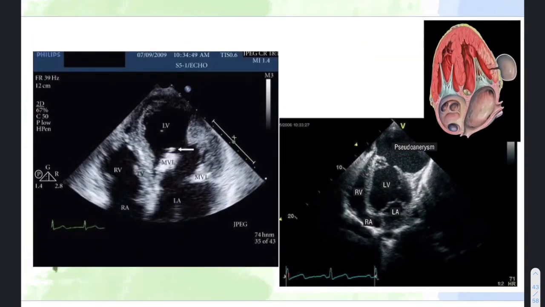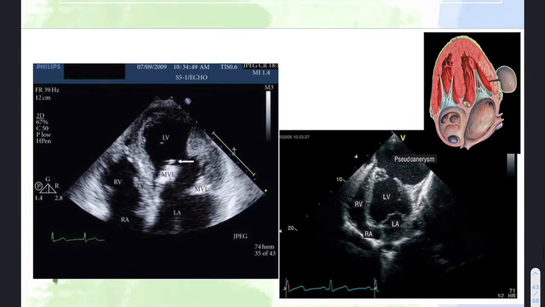You could see here vegetation in the echocardiogram, and you could see here a pseudoaneurysm. Here is a clearer picture. Here is the fistula and the aneurysm.